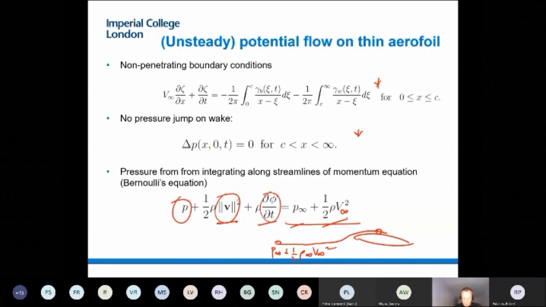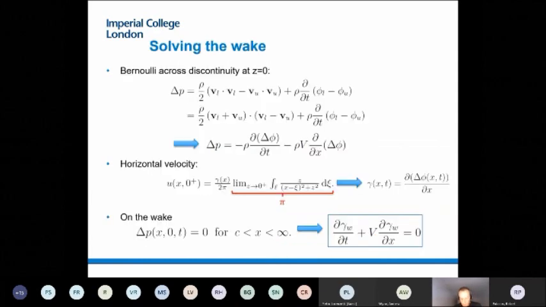Now, what we need to do is basically do a bit of manipulation on this Bernoulli's equation to be able to link the pressures to the vorticity. And once we have that, then we can close the problem. So I put a bit of algebra here. I don't want to run through all the steps.